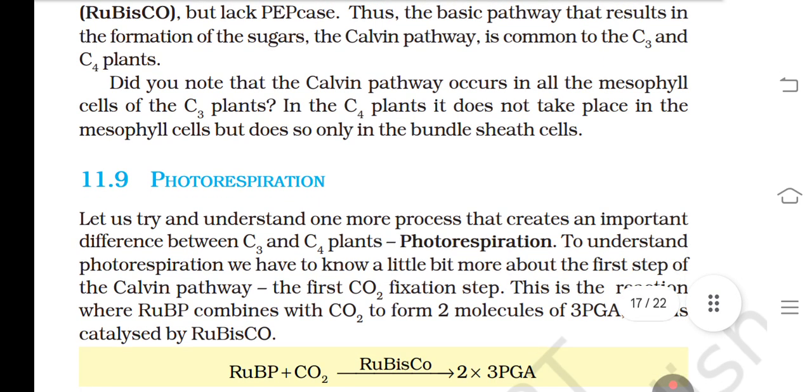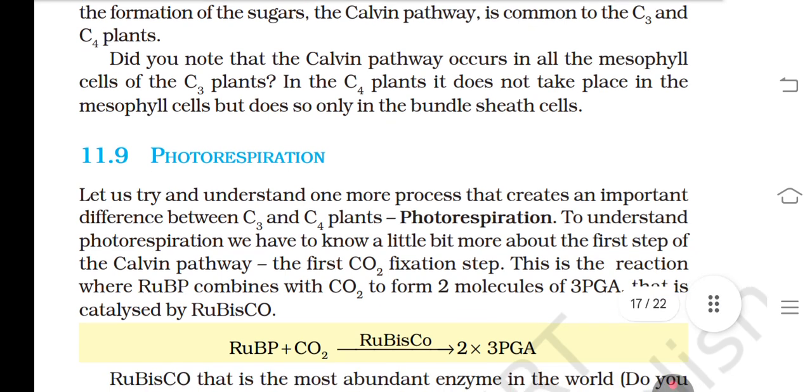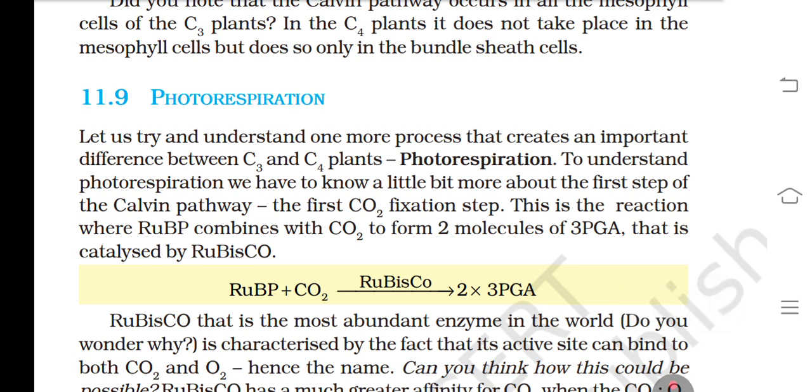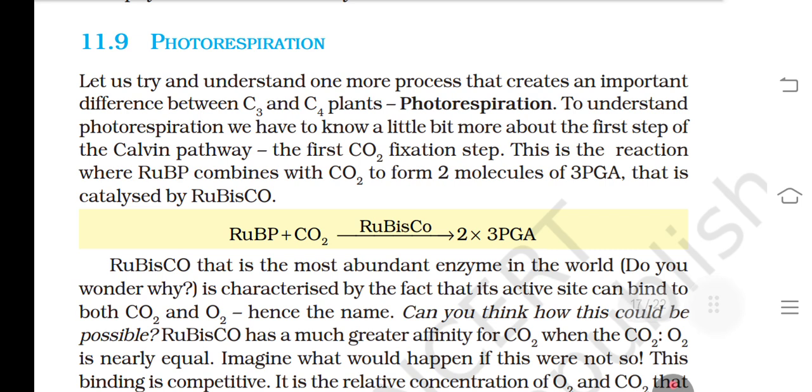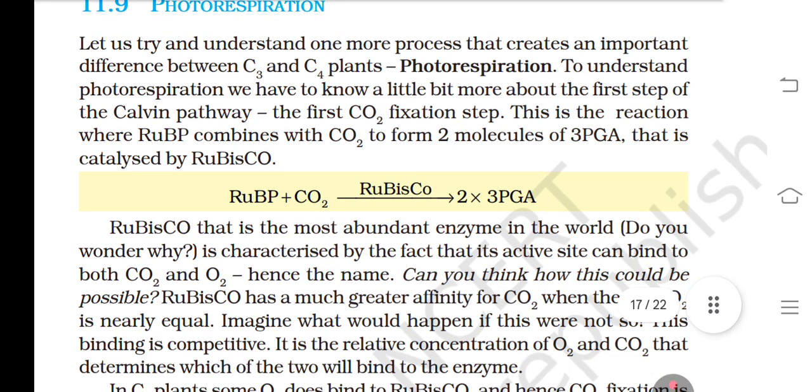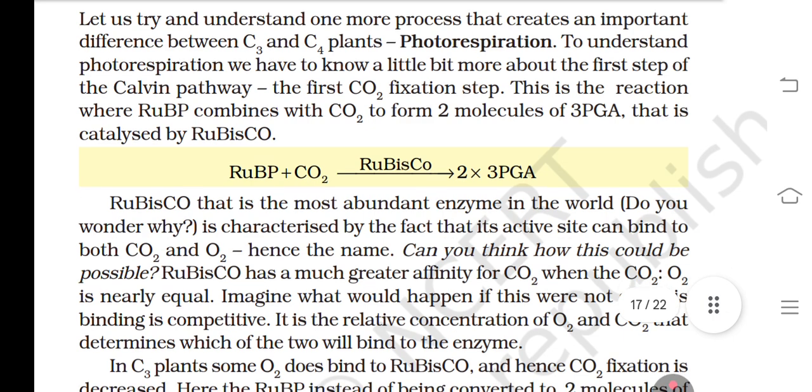Did you note that the Calvin pathway occurs in all the mesophyll cells of C3 plants? In the C4 plants, it does not take place in the mesophyll cells, but does so only in the bundle sheath cells. Photorespiration. Let us try to understand once more a process that creates an important difference between C3 and C4 plants.